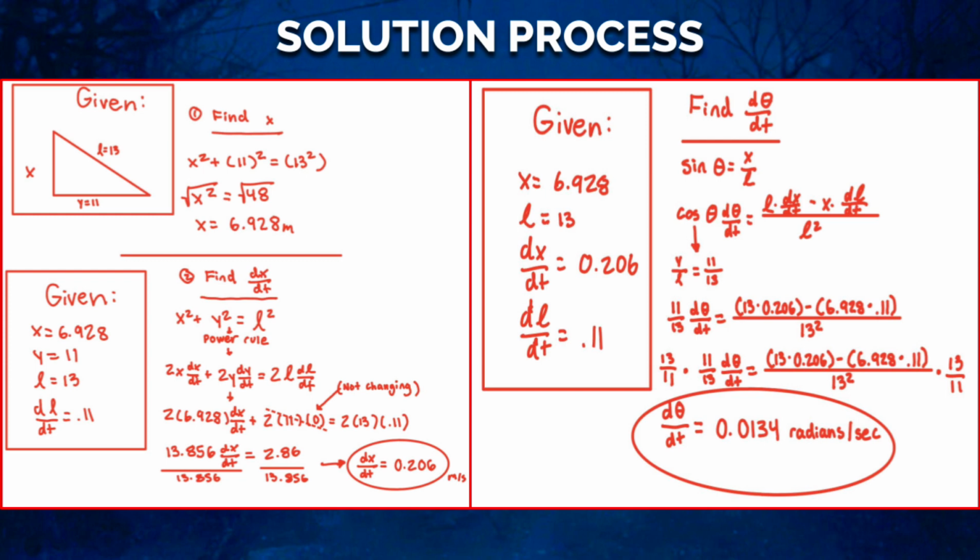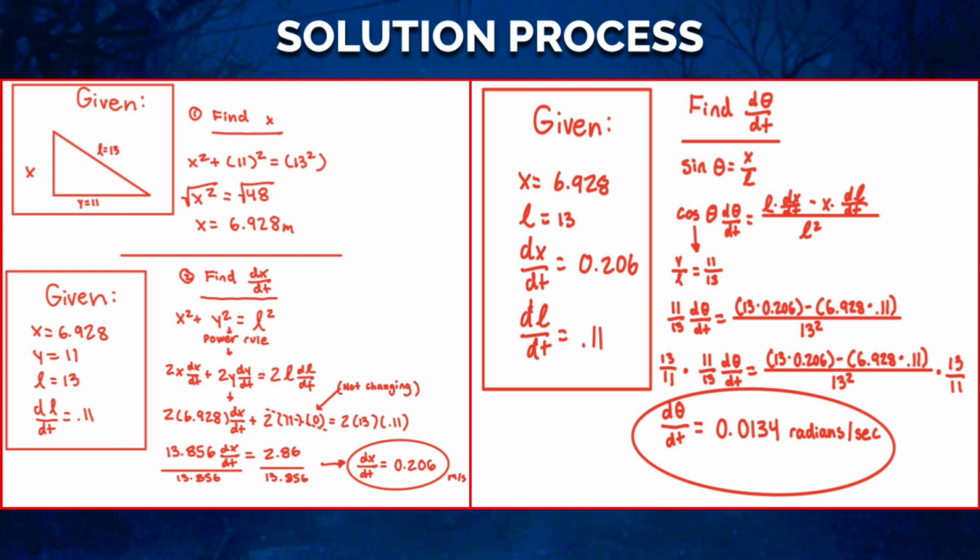For this, we're given that x equals 6.928 meters, y equals 11 meters, L equals 13 meters, and dL/dt equals 0.11 meters per second. We can still use the Pythagorean theorem equation, but we need to take the derivative of it using the power rule. Once you do this, you get 2x dx/dt plus 2y dy/dt equals 2L dL/dt. After you plug the given values into the equation, you get that dx/dt equals 0.206 meters per second.